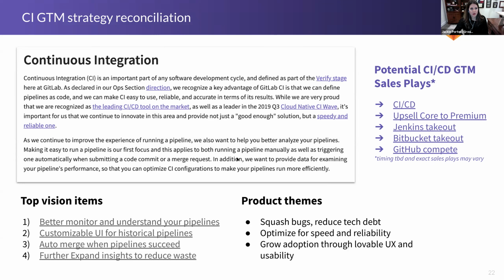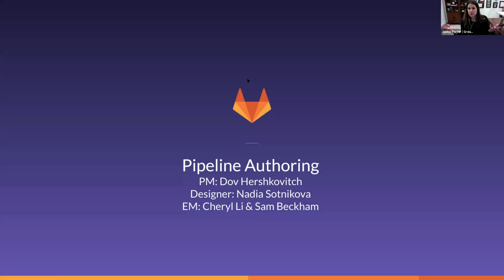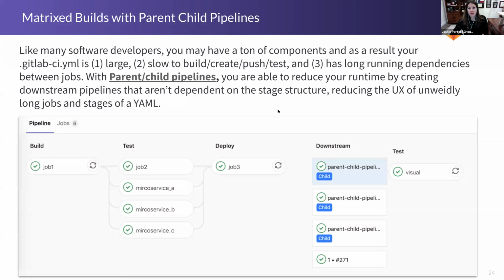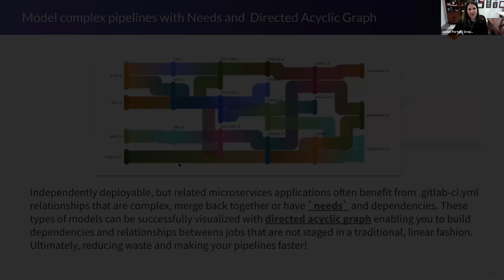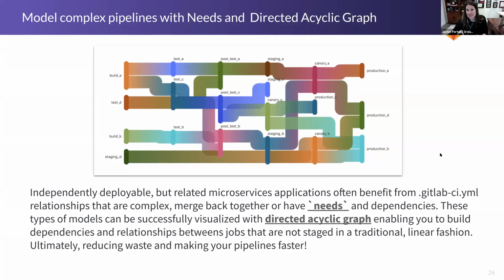Awesome. Our second group that we'll be talking about is pipeline authoring, led by Dove, partnering with Nadia on the design side and Cheryl and Sam on engineering. They are primarily focused on thinking through modeling complex relationships in the YAML file and pipeline as code. So when you think about pipelines, parent-child relationships, and multi-project pipelines, but also the pipeline editor visualization is one of our most recent features, as well as modeling with the needs relationship.